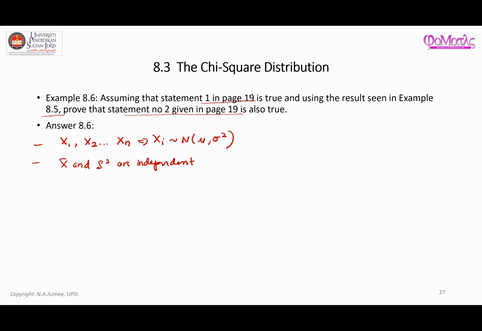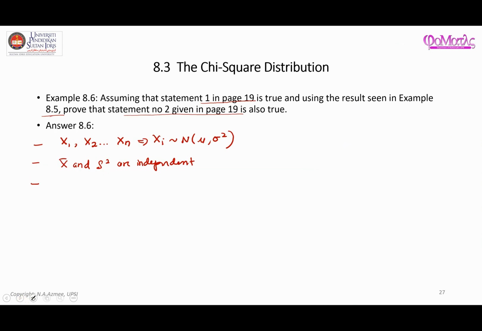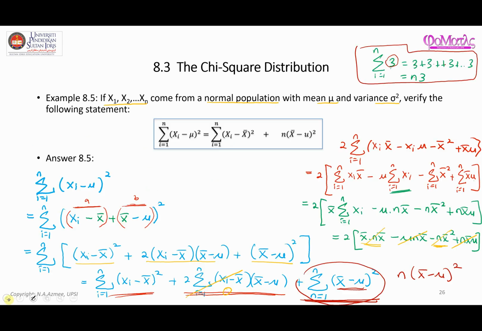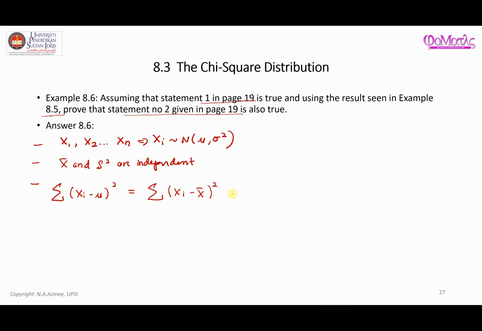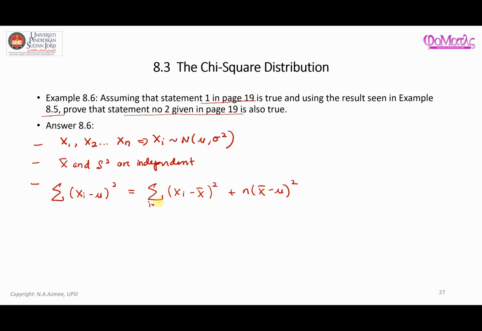Next, we're going to use this result. The summation of Xi minus mu, squared, is equal to the summation of Xi minus X bar, squared, plus n times X bar minus mu, squared. So this is the result, with Xi minus X bar and Xi minus mu, from i equals 1 until n.